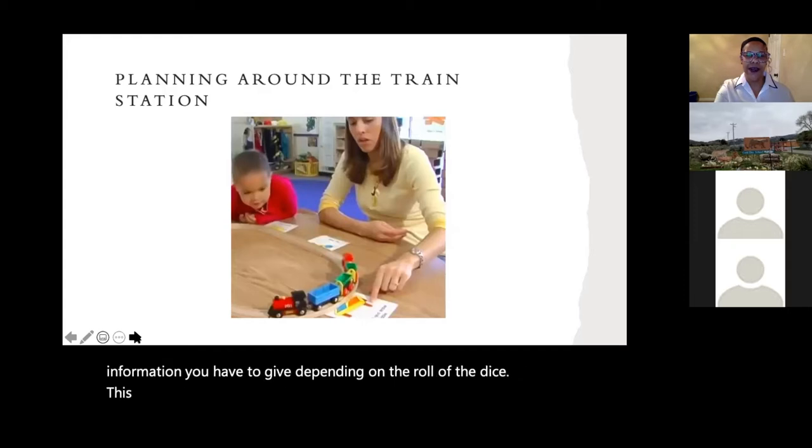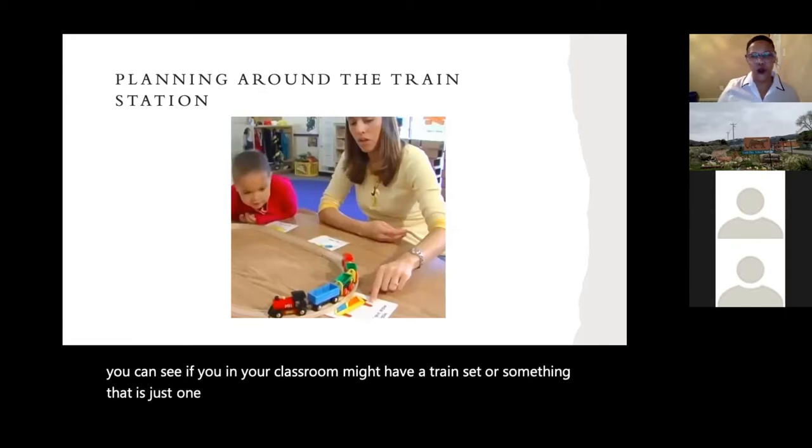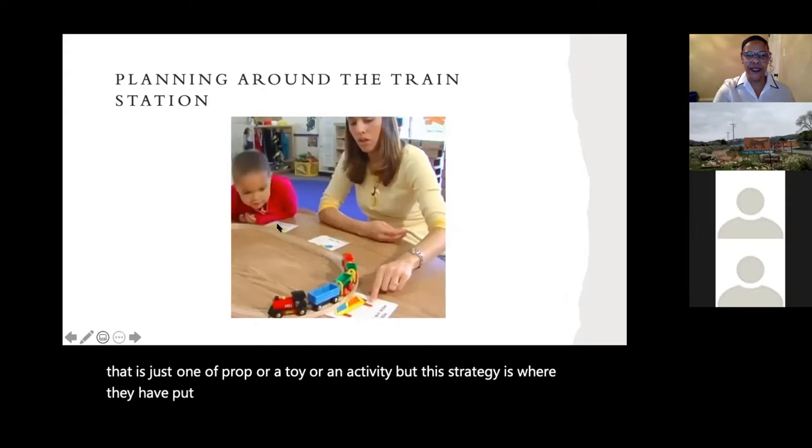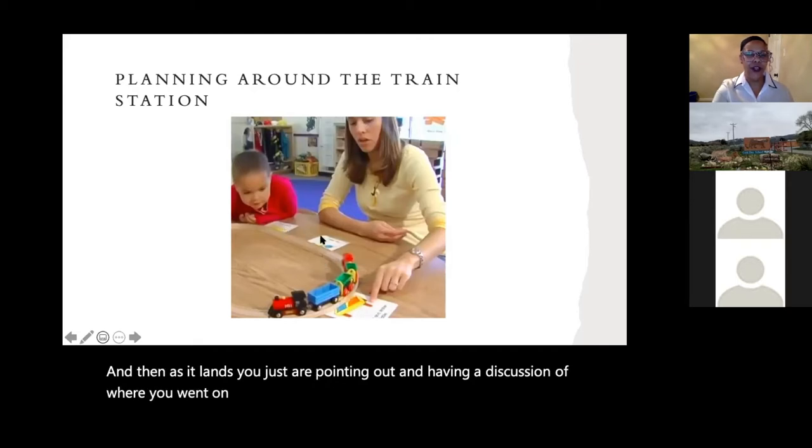This other area is another opportunity of planning around the train. So as you can see, if you in your classroom might have a train set, it is just a prop or a toy or an activity, but in this strategy they have put their blocks of discussion around the train track, around and around it goes. And then as it lands, you just are pointing out and having a discussion of where you went on your plan or where you're planning to go and what the outcomes will be from that. So this is just another idea of a learning tool that you can use in the classroom.